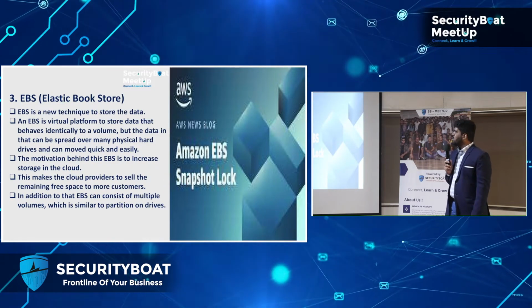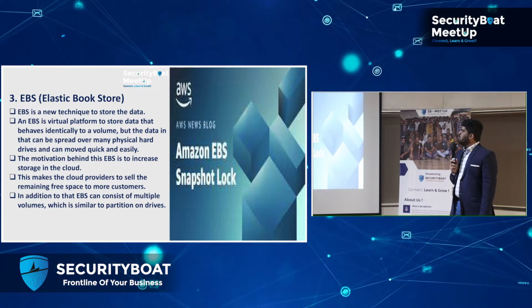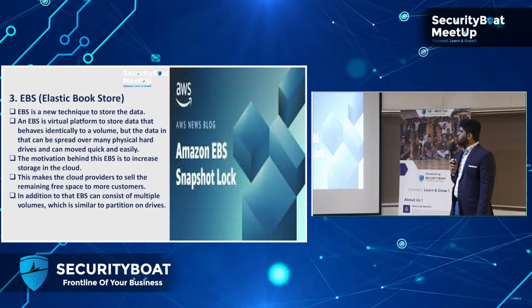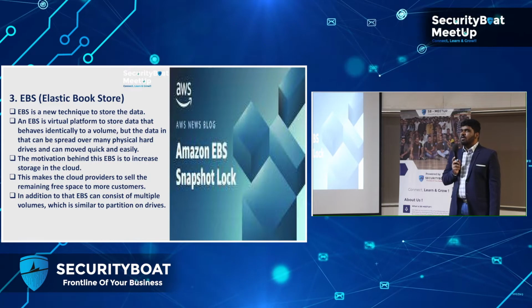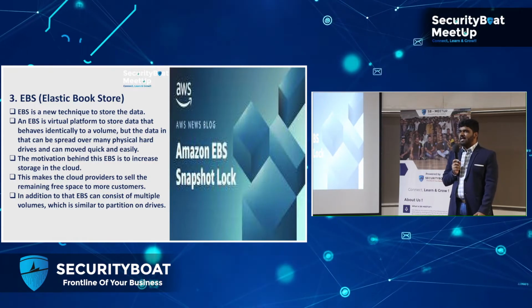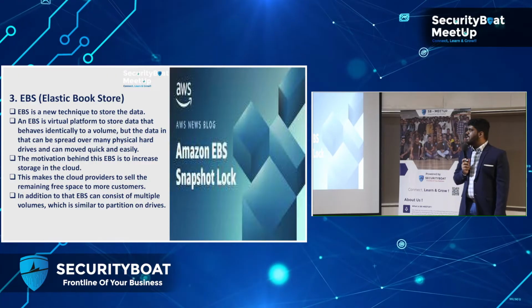This is a newer feature, Elastic Block Store, which has been introduced by AWS. It is a virtual platform to store data that behaves identically to a volume, but the data can be spread over many physical hard disks. This means the data space or hard disk can be partitioned and given to more and more customers. We will take one example.